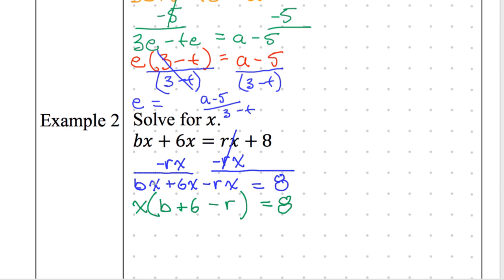x was the common factor. x was here, x was here, x was also here in each of those 3 terms. Each of these 3 terms had an x, so I wrote the x on the outside. Then on the inside, I divide each term by x. bx divided by x, there's no more x. 6x divided by x, there's no more x. Negative rx without the x is just negative r. That's how we do factoring.